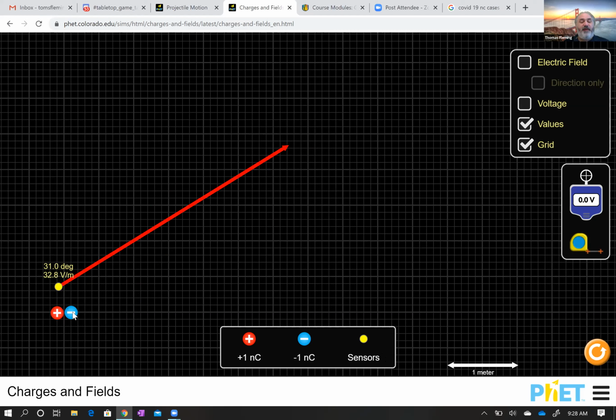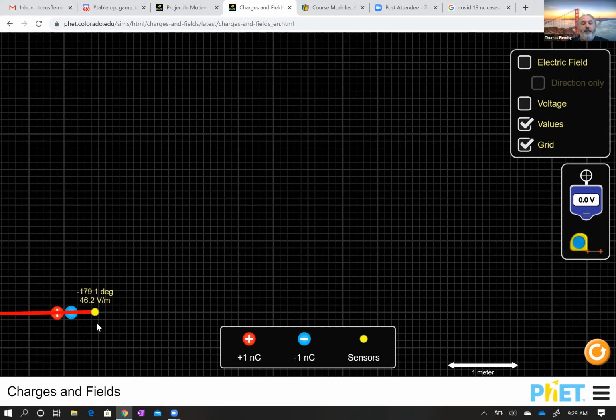Now, I'm looking at the electric field along this axis. So I would place this sensor somewhere along that axis, and if I get it on the axis just right, the electric field should be completely to the left, and right now it's negative 179 degrees. It would be 180 if it was perfect, but it probably won't get perfect. But at that location, I've got an electric field of 46.2 volts per meter.